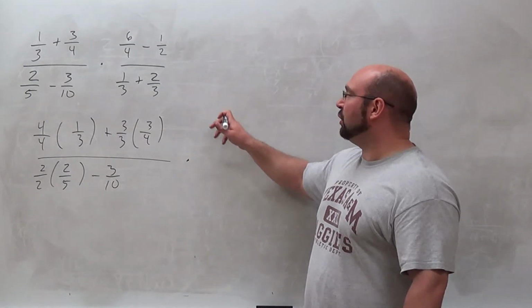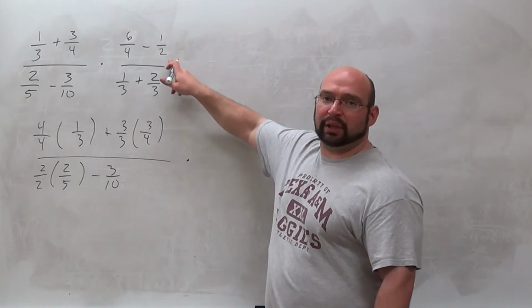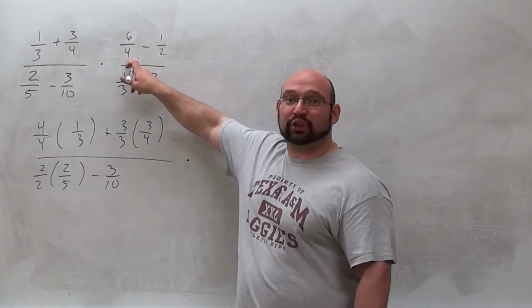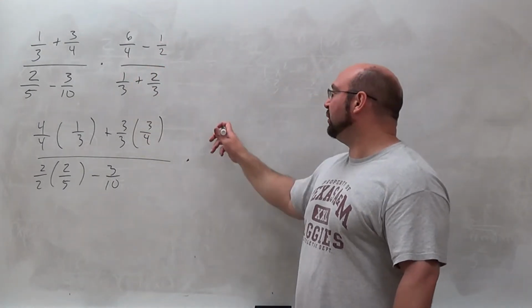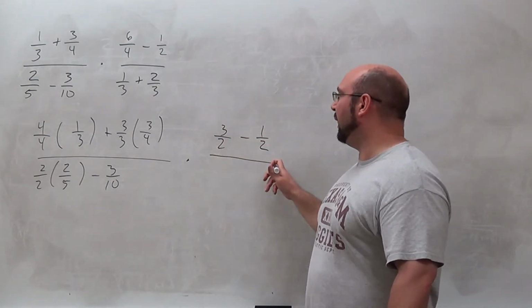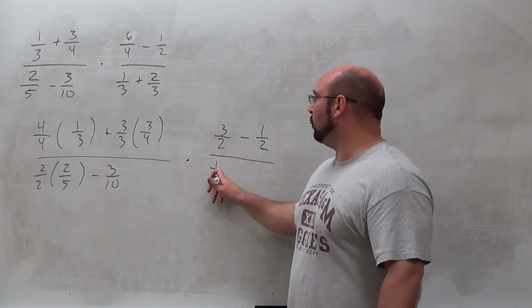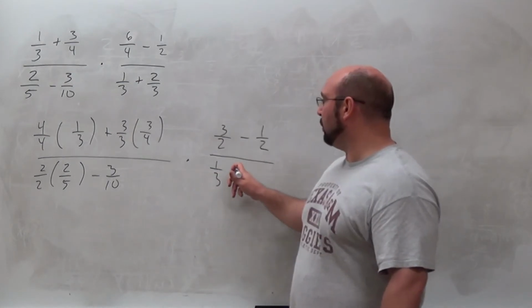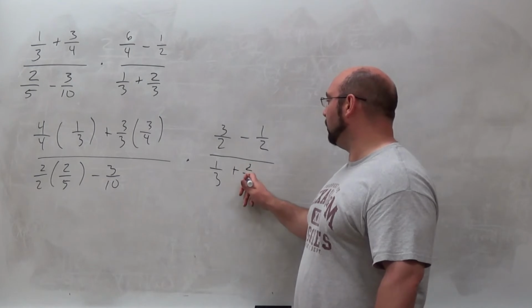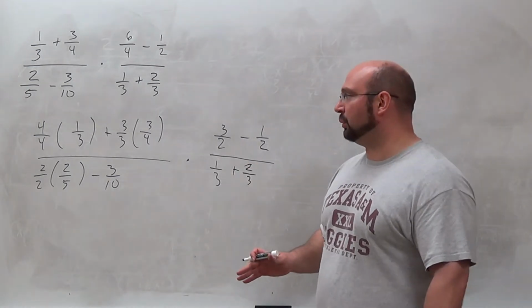Then we move on. Note, in this case, the 4 and the 2, I don't have to bring the 2 up. I can actually reduce this down. So I'm going to reduce this down to 3/2 minus 1/2. And then 1/3 plus 2/3. Note that I already have common denominators, so there's nothing I have to do.